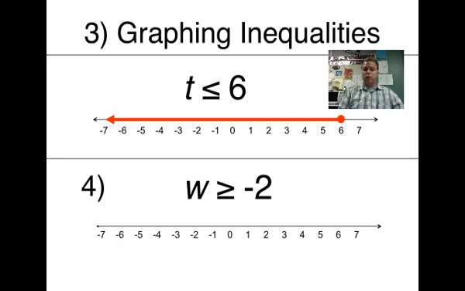For number 4, w is greater than or equal to -2. So find -2 on your number line, and our numbers are going to be bigger than or equal to. So it can be -2, so we'll put a closed circle there. And where are numbers bigger? They're bigger to the right. Which way is my inequality pointing? To the right, as long as the variable's in front.